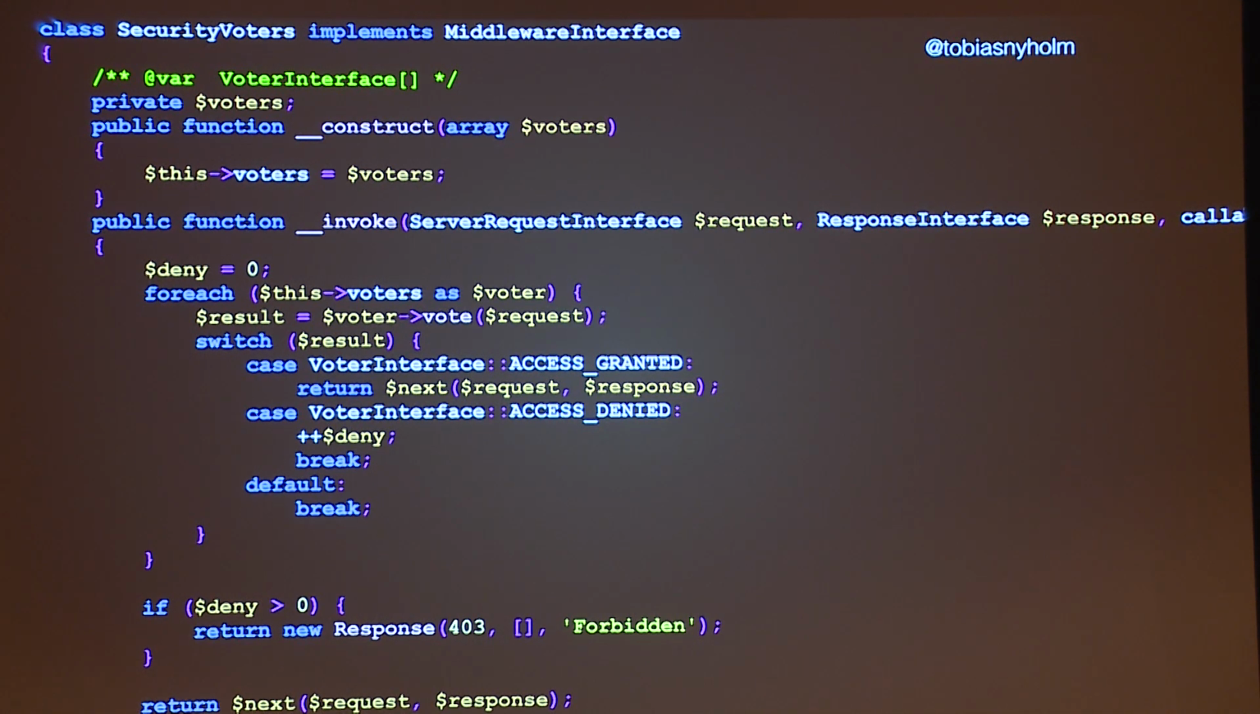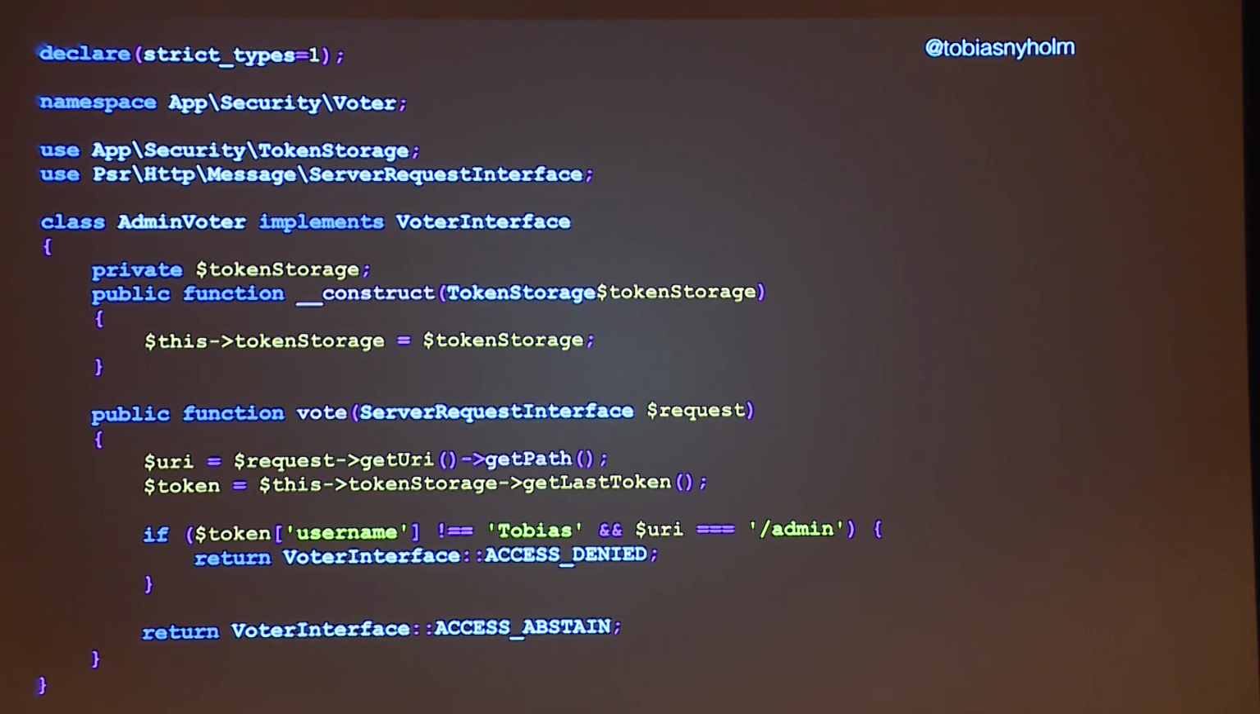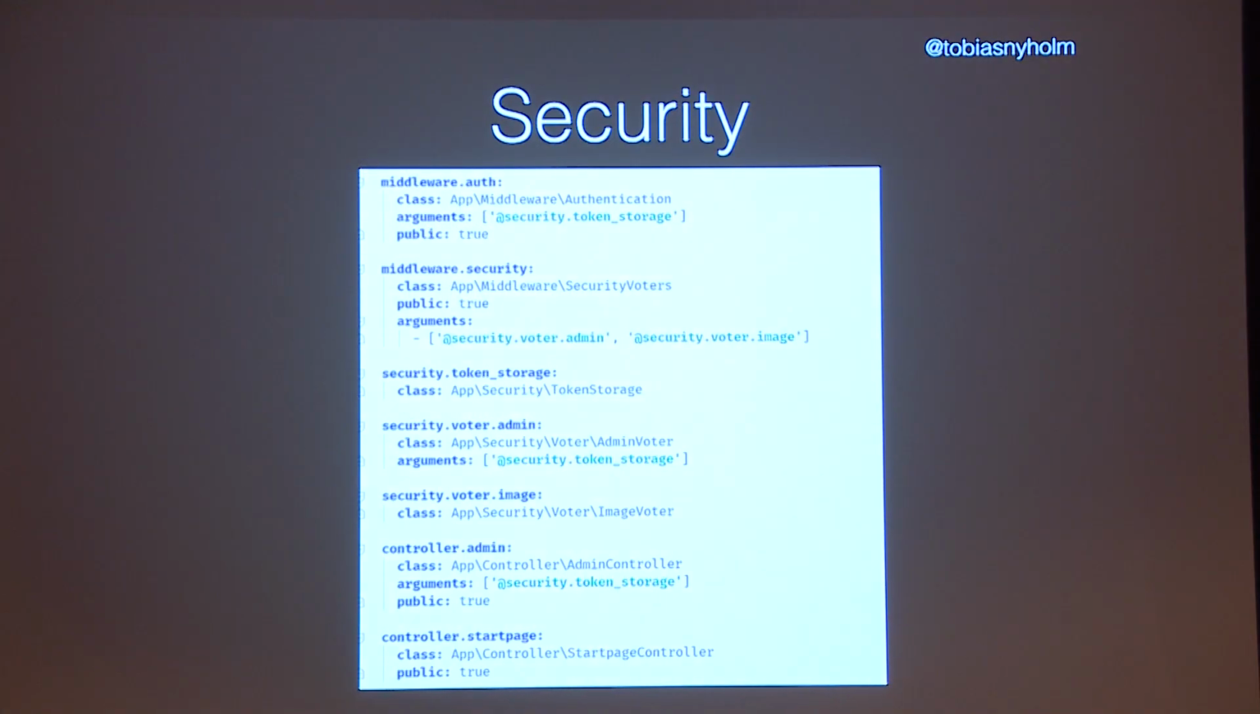So a simple voter looked like this. I check if the username is not Tobias and the URL is admin, then you should deny it. So it's only the user Tobias that has access to the admin page. And my service declaration for the security stuff looks like this. I can just add all my voters, and I put them on the security middleware.